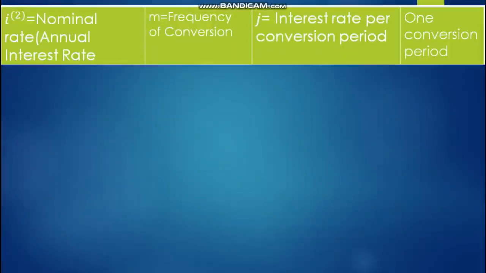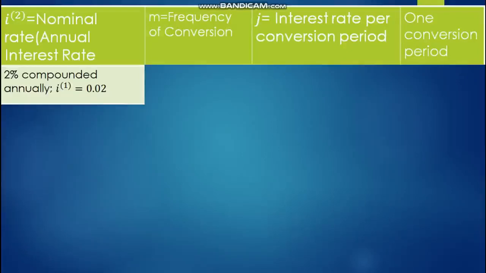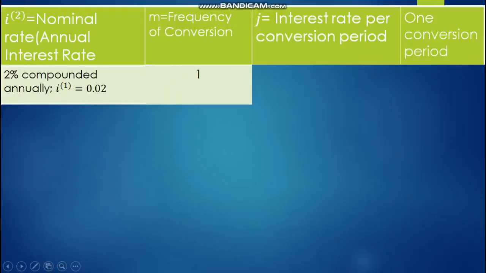Okay, let me give you more examples in finding the frequencies of conversion and interest rate for each period, given the nominal rates, also called the annual interest rate. If we have a problem that says 2% compounded annually, the symbol we use is i raised to quantity 1, which denotes that the interest is compounded annually, equal to 0.02, the decimal value of 2%. The frequency of conversion is equal to 1 because it is compounded annually.